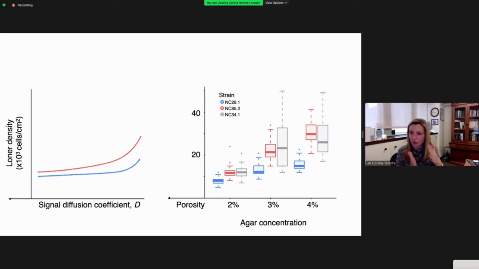Notice that as we plotted our results as a function of the signal diffusion coefficient, we are obtaining not just the prediction that you should have fewer loners when you have higher diffusion, but also that the differences between strains should be exacerbated at lower diffusion. So we were recapturing the results from the agar concentration experimental findings.